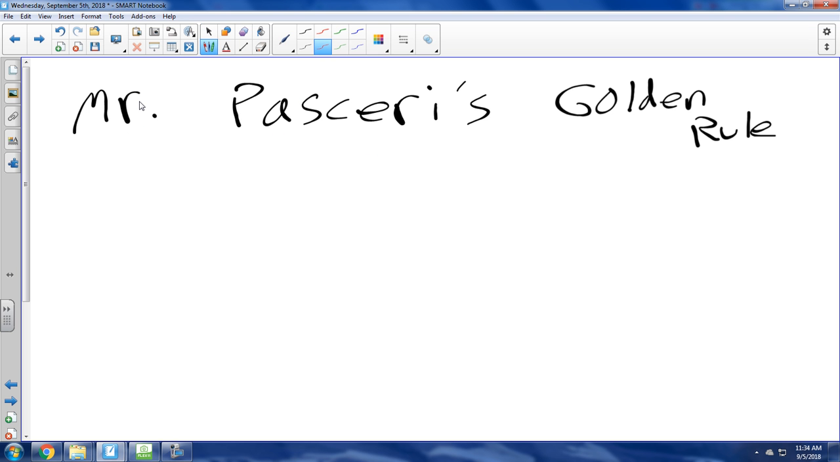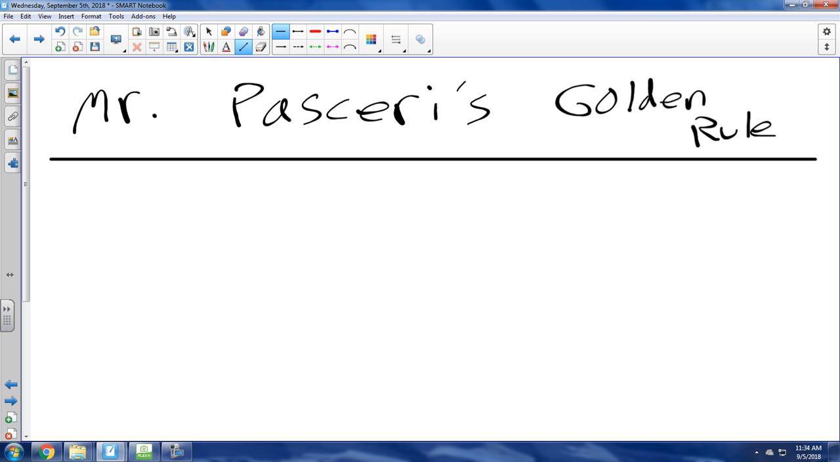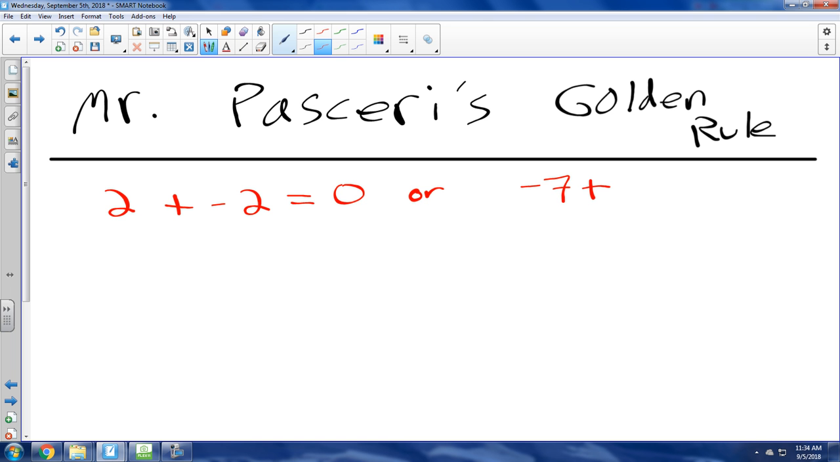Let's just talk about this for a minute. There are a couple of things that you need to understand about math. The first thing is that if you take 2 and then you add negative 2, what happens? It's 0. Or, for example, if you took negative 7 and you added 7, what does that come out to? Shout it out if you know it.